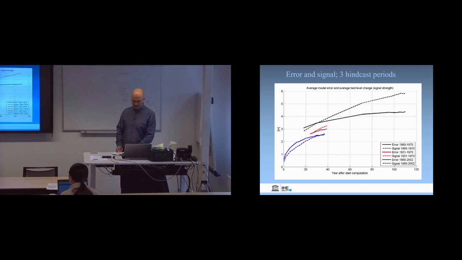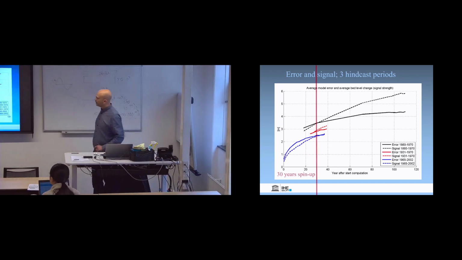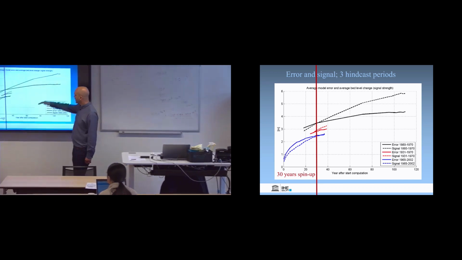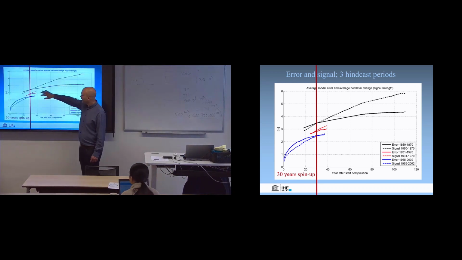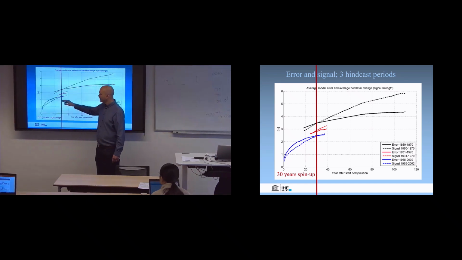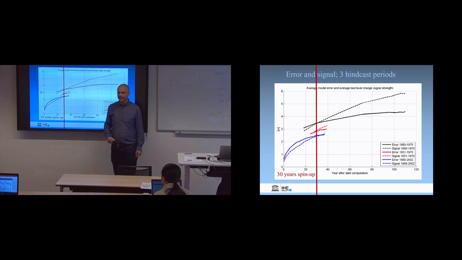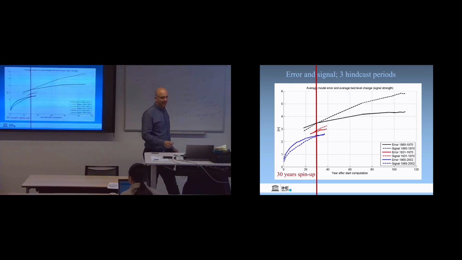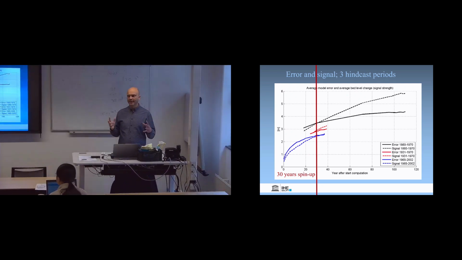And you see that they all, the dashed line is then the signal, and the solid line is the error. That it doesn't matter. It's always after 30 years, the signal becomes larger than the error. So the 30 years is a kind of morphodynamic spin-off time.